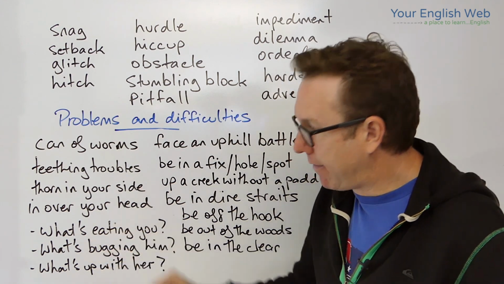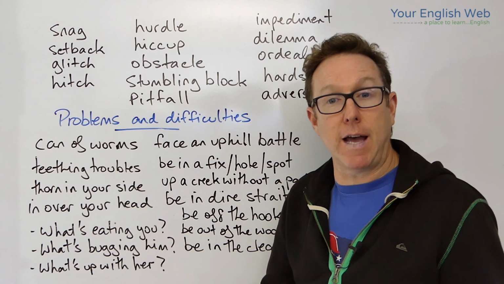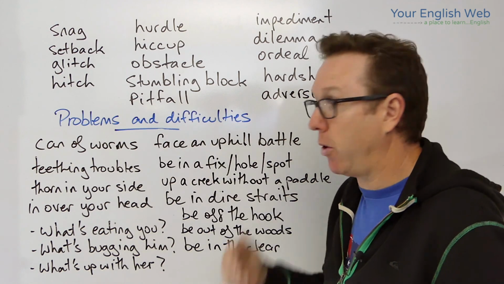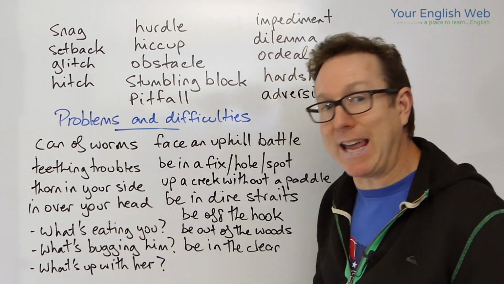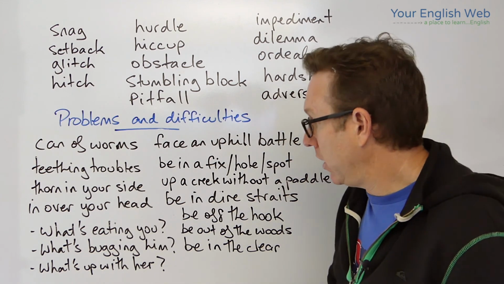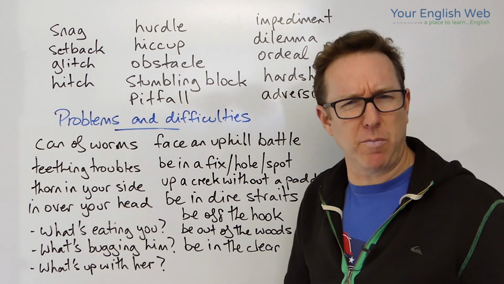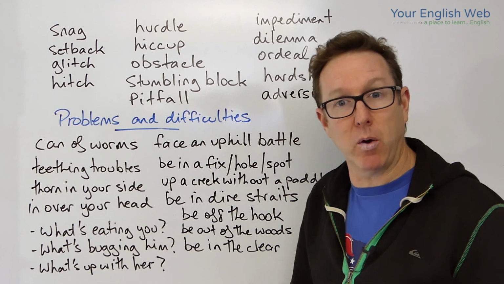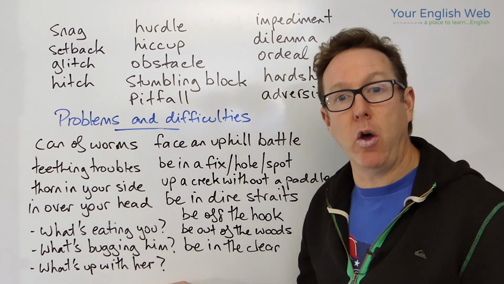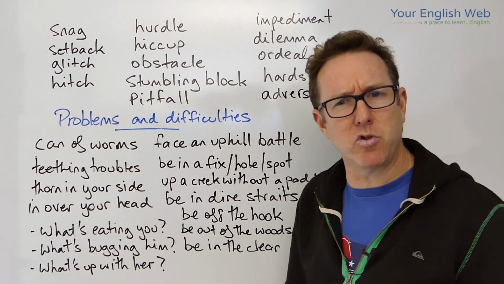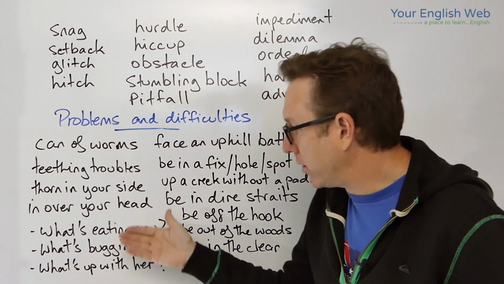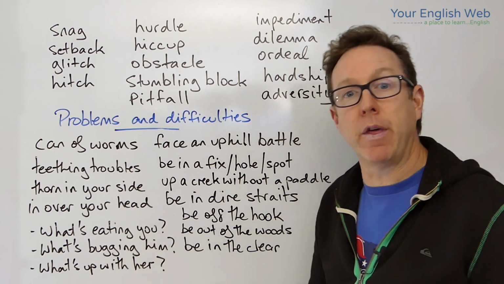And here we have 3 ways, informal ways, let's say, that you can ask a friend or a colleague if they have a problem or a difficulty. You can say, what's eating you? Okay? What's your problem? You can say, what's bugging him? John's a bit strange today. What's bugging him? Okay? Asking, what is his problem? Or what's up with her? She's acting a bit strange today. Does she have a problem? What's up with her? So what's eating, what's bugging, or what's up with someone.